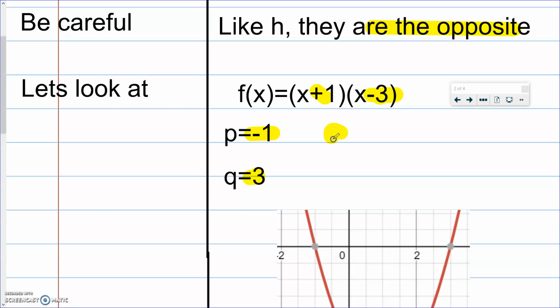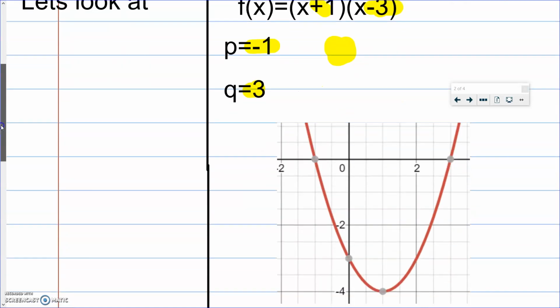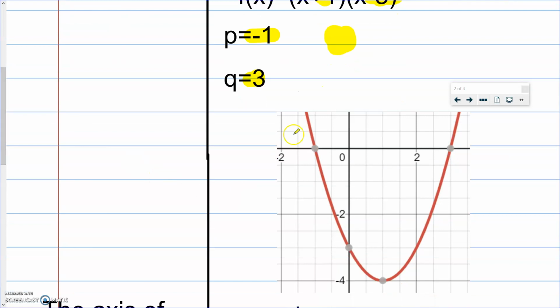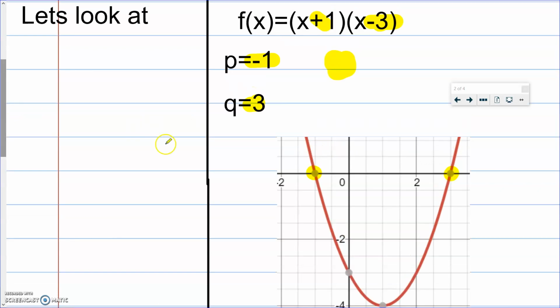And really quickly, it should be noted that our a value is actually 1. We don't have any value in front for a, so our a value is 1. So let's look at what this graph looks like when graphed. It's facing upward because a is a positive number. And then here are our values for p and q. P is -1, q is 3. This is where it crosses the x-axis. That's why they're called x-intercepts.